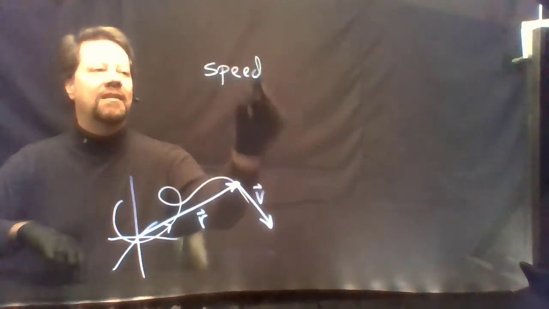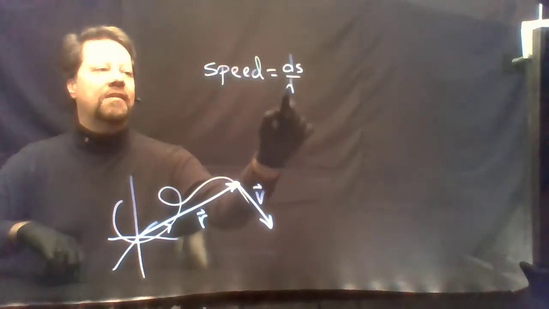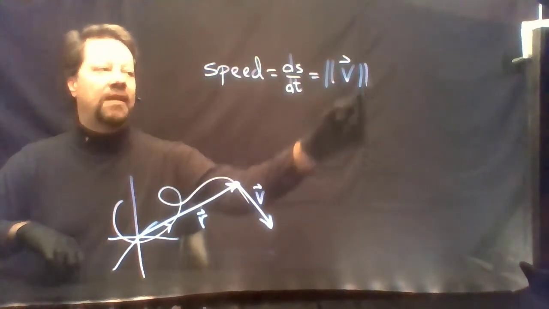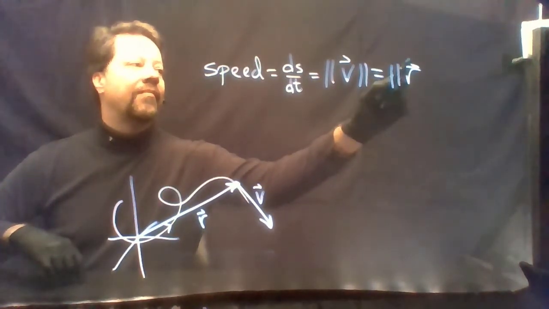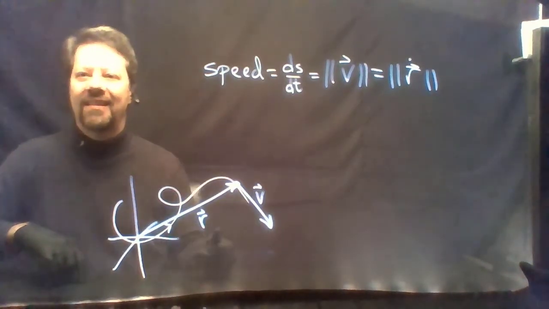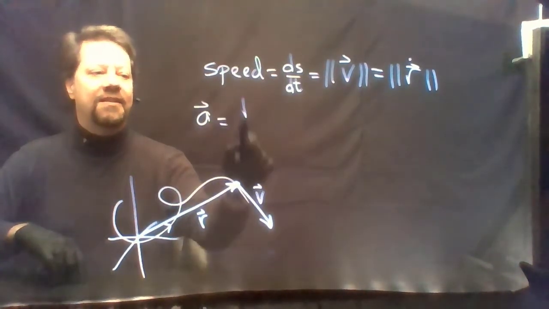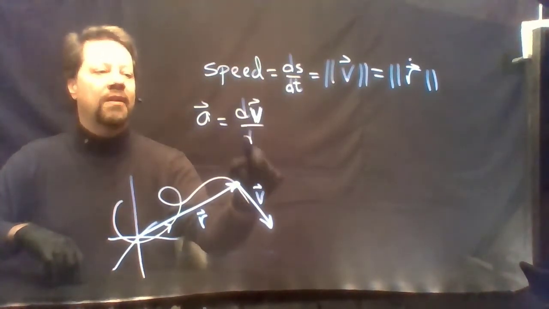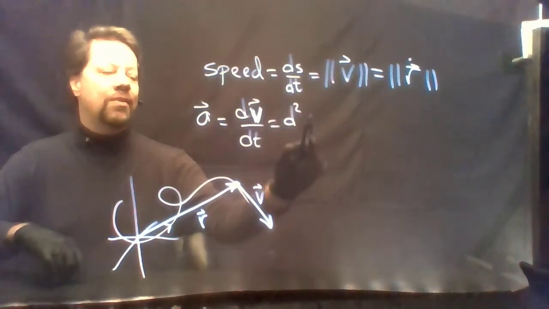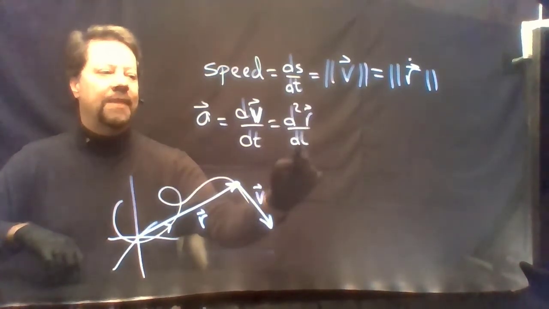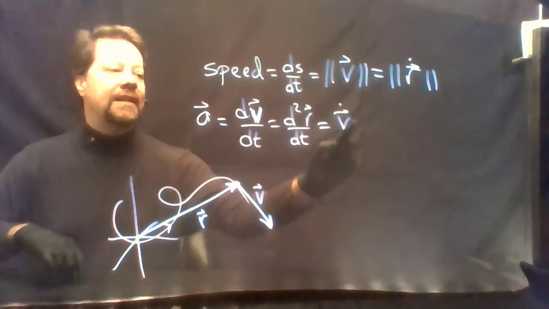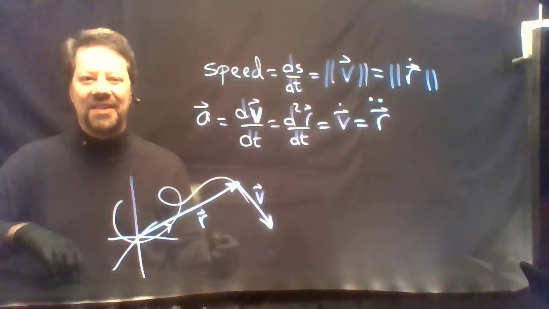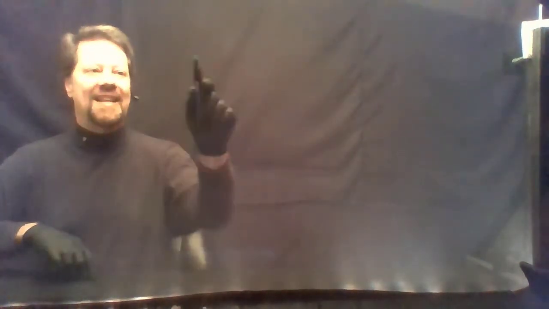Speed, which is the rate of change of arc length along the curve with respect to time, is the norm of the velocity vector. The acceleration vector is the instantaneous rate of change of the velocity vector with respect to time, and that's the second order derivative of the position vector with respect to time. So that's either v dot or r dot dot in the Newtonian notation. Let's look at a simple example.